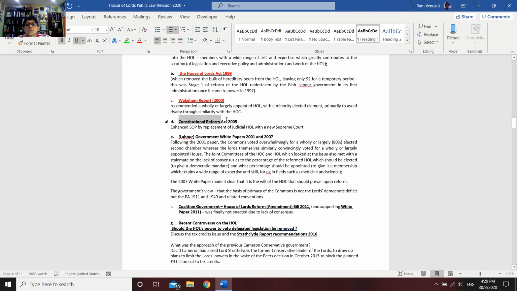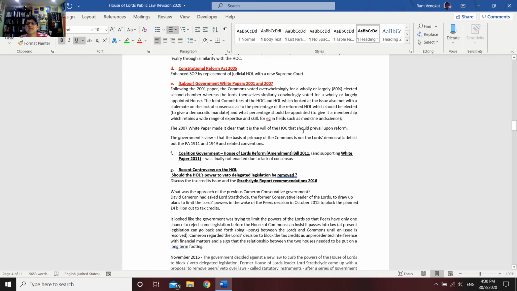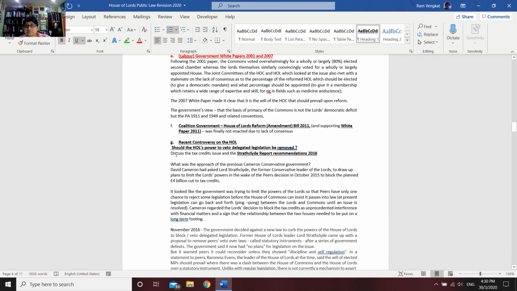Further reforms, the Constitutional Reform Act of 2005, but this is a reform which is limited because it only removed the 12 law lords and put them into the Supreme Court. It didn't do anything else. So after that, what happened? The Labour government was still in power. It was stuck for a while. So 2001 to 2007, there was a bit of a ding-dong. A white paper came out, but nobody really could agree on what were the percentages to be elected into the House of Lords and what is the percentage to be appointed into the House of Lords. So there was a stalemate and no further reform actually took place.